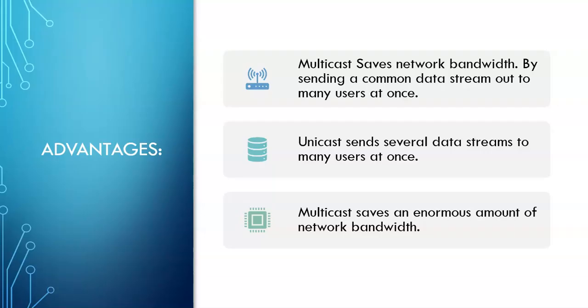The advantages of a multicast session over a unicast session. Multicast saves the network bandwidth by sending a common data stream out to many users at once. Unicast sends several data streams to many users at once. Multicast saves an enormous amount of network bandwidth.